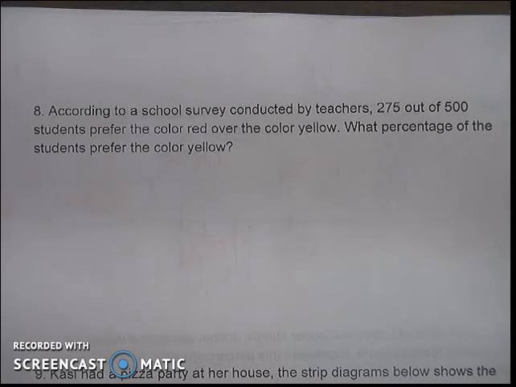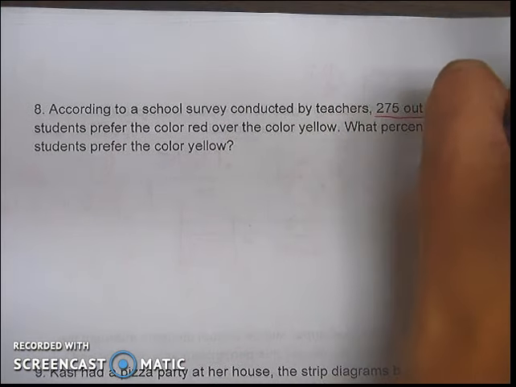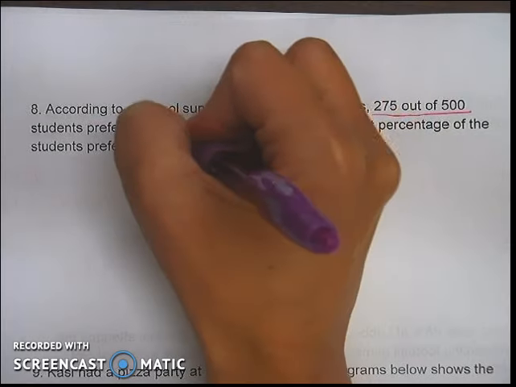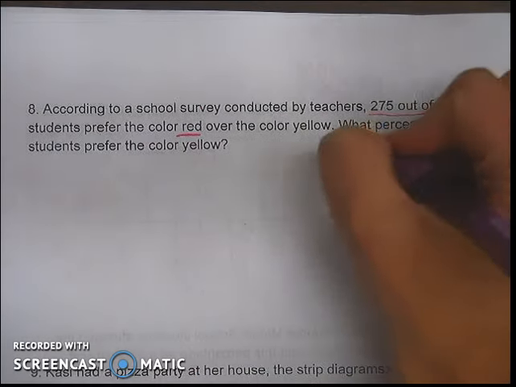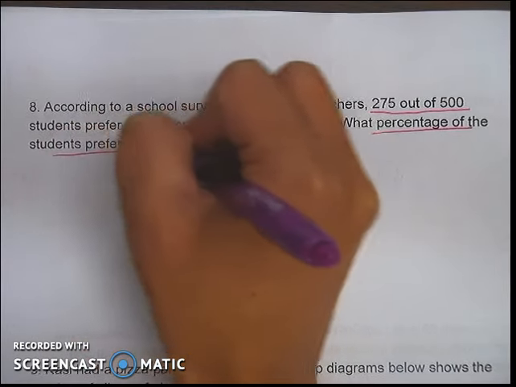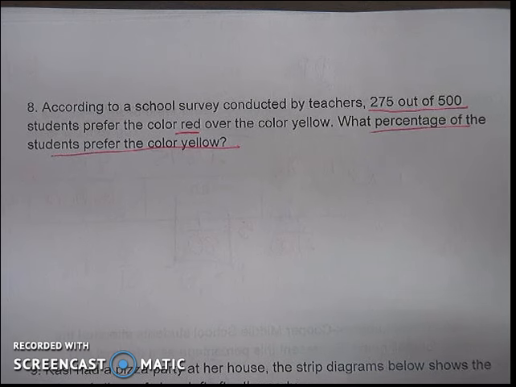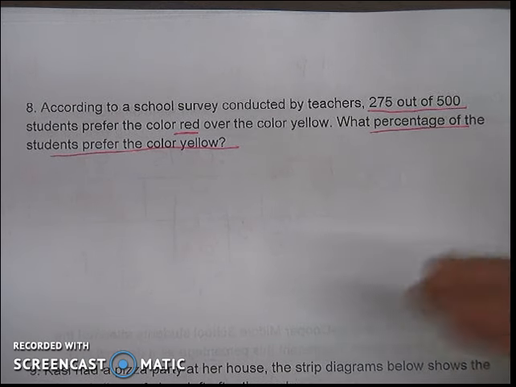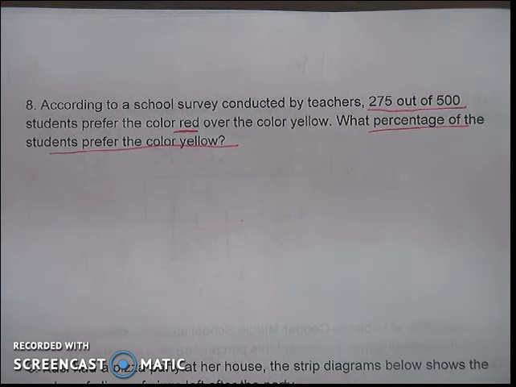Okay, according to a school survey conducted by teachers, 275 out of 500 students prefer the color red over the color yellow. What percentage of the students prefer the color yellow? Okay, this one is kind of tricky because it's telling us 275 out of 500 prefer the color red. What percentage of the students prefer the color yellow? So you have to do something first before you can figure out the percentage.